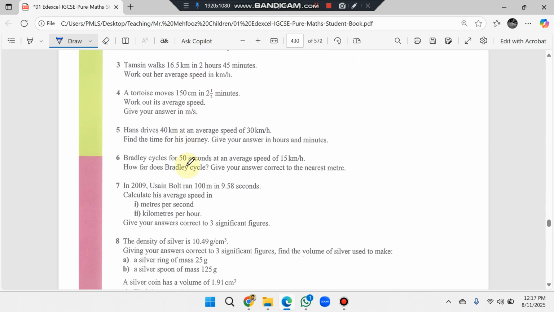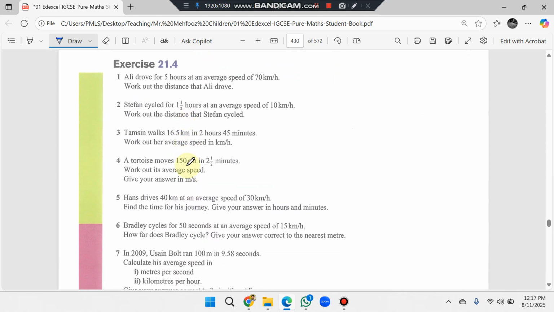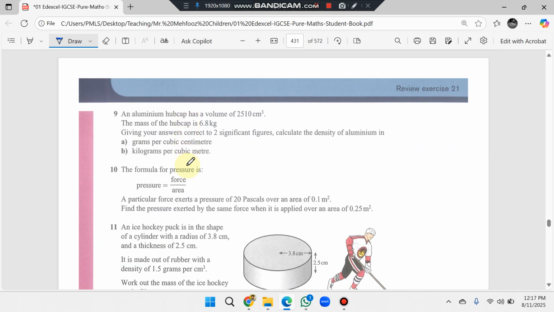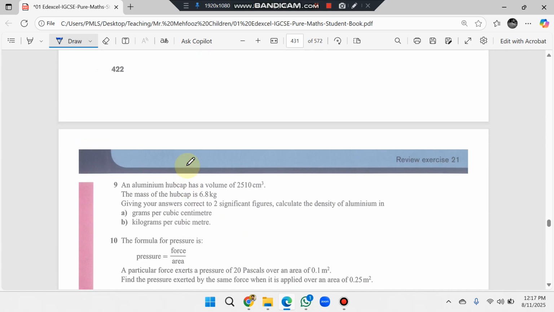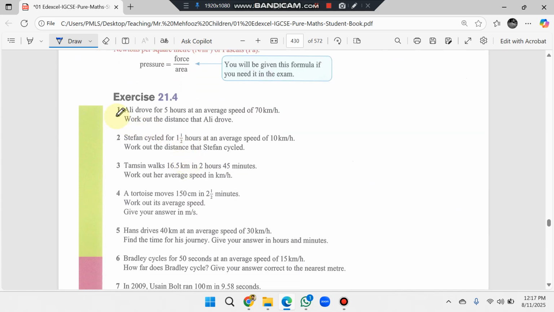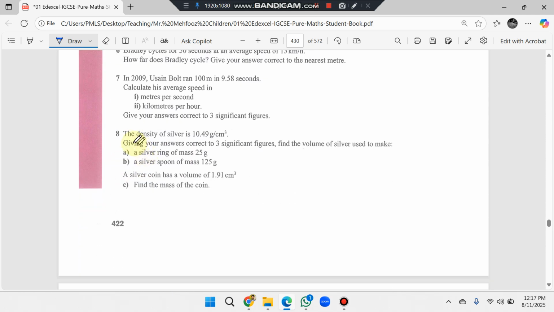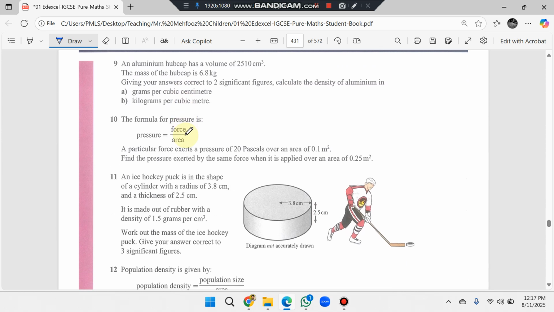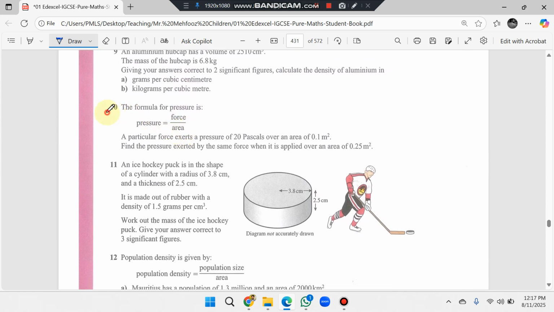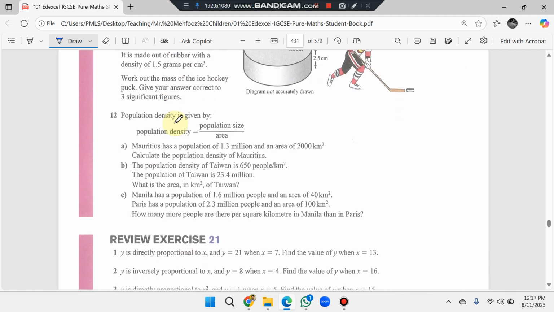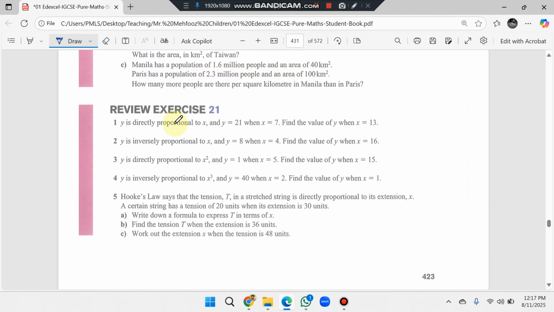So here is the next exercise, exercise 21.4. We have to do some questions from 22.4. So here question number 2, question number 5, and also question number 8. Okay, we have to do these questions and also question number 10. After that we have completed all the exercises, and now we have a review exercise 21. It means the review exercise of chapter 21.